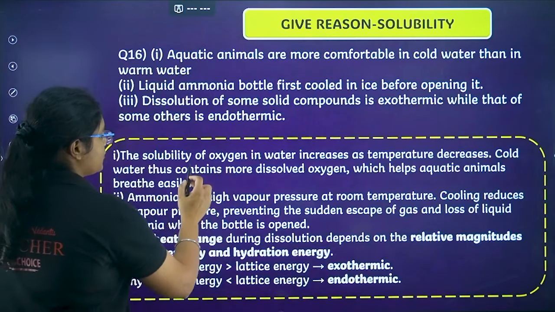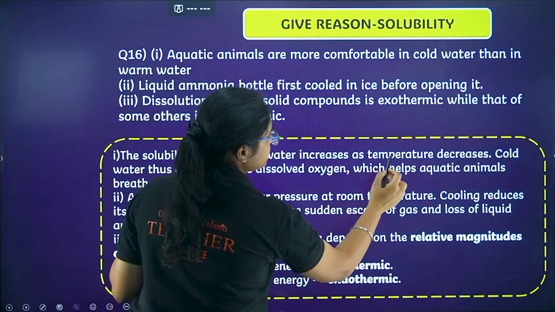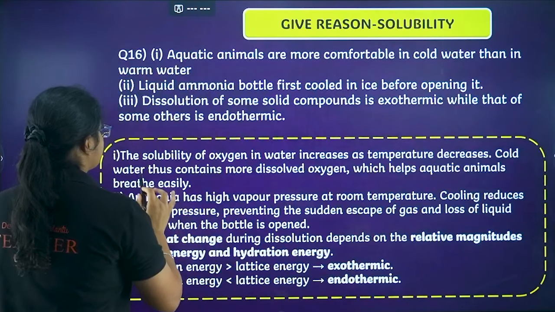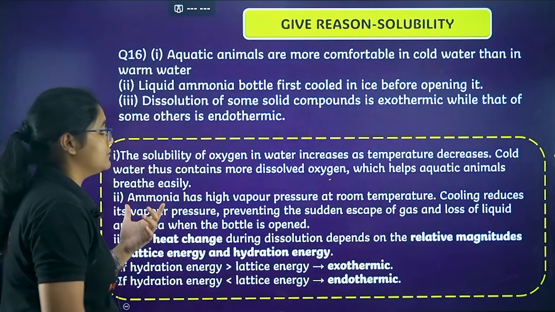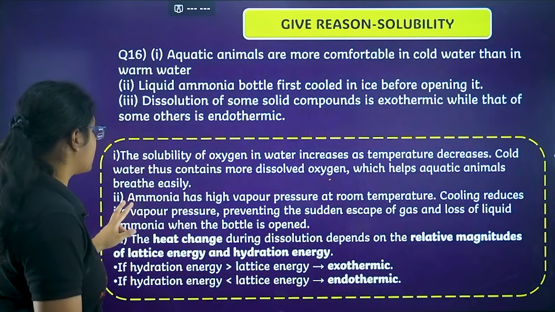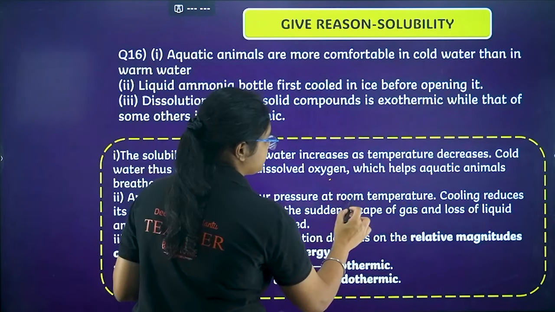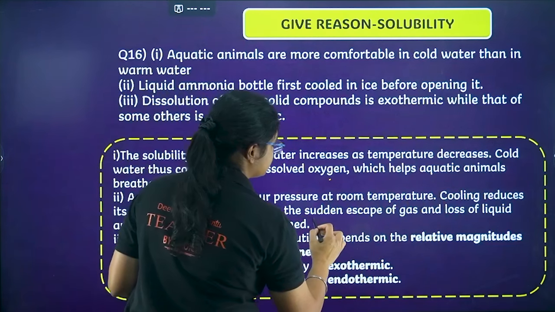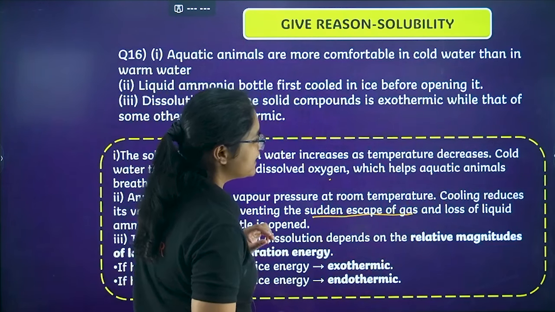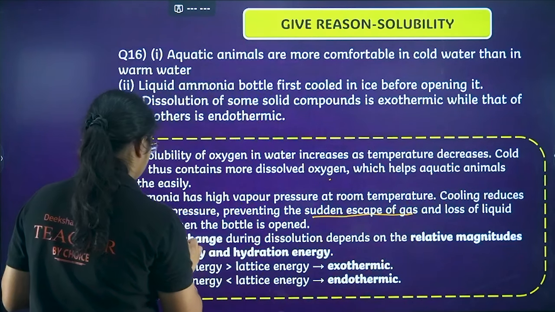The first one: solubility of oxygen in water increases as the temperature decreases, and thus cold water contains more dissolved oxygen, which helps the aquatic animals to breathe easily. Second one: ammonia has a high vapor pressure at room temperature. Cooling reduces its vapor pressure, preventing the sudden escape of the gas and the loss of liquid ammonia when the bottle is opened.